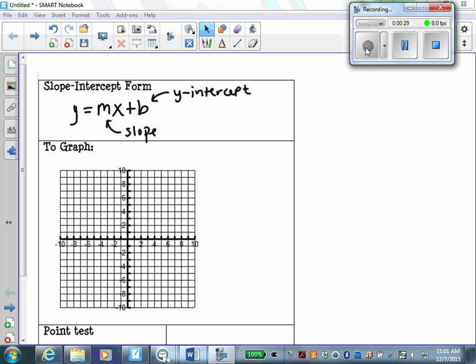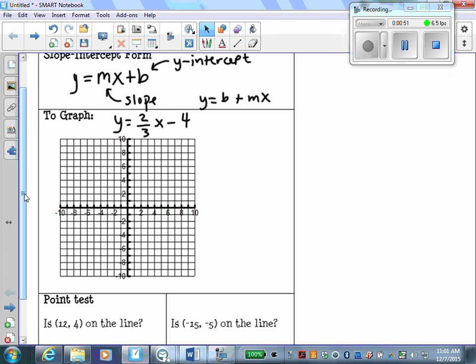Sometimes the equation will be given to you and it will look like y equals b plus mx, where they give the y-intercept first. Same thing, they're both considered slope-intercept form. So now we're going to graph one, and so let's graph the equation y equals 2/3 x minus 4.